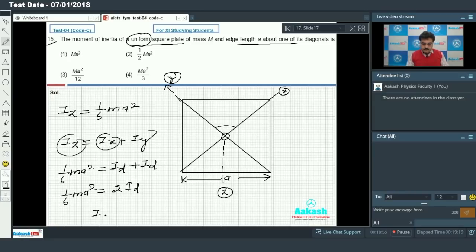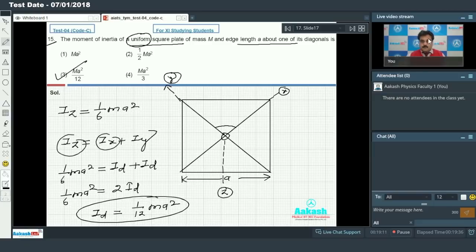So when I take the moment of inertia about the diagonal only, that will give you 1 upon 12 m a square. So this is the final value. So we can say my option number 3 is correct. So let's move on to question number 16.